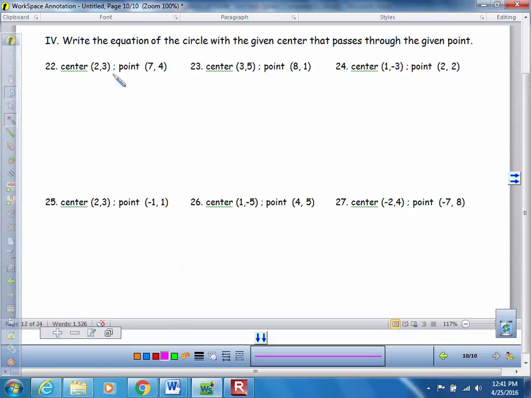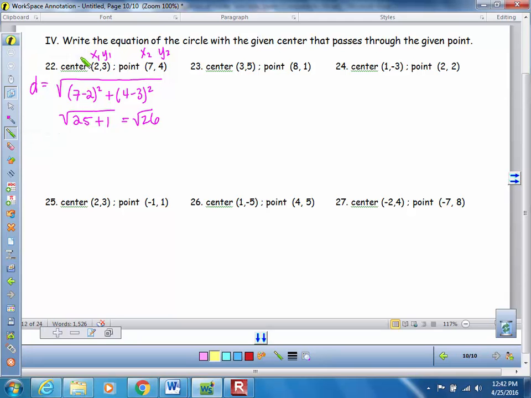So let's look at number 22. So the first thing we need to do is we need to find our radius. So I'm going to label x1, y1, x2, and y2 so that I can plug into the distance formula. So we're going to do the square root of 7 minus 2 squared plus 4 minus 3 squared. And that's going to give us 7 minus 2 is 5. 5 squared is 25. Plus 4 minus 3 is 1. 1 squared is 1. So this is the square root of 26.